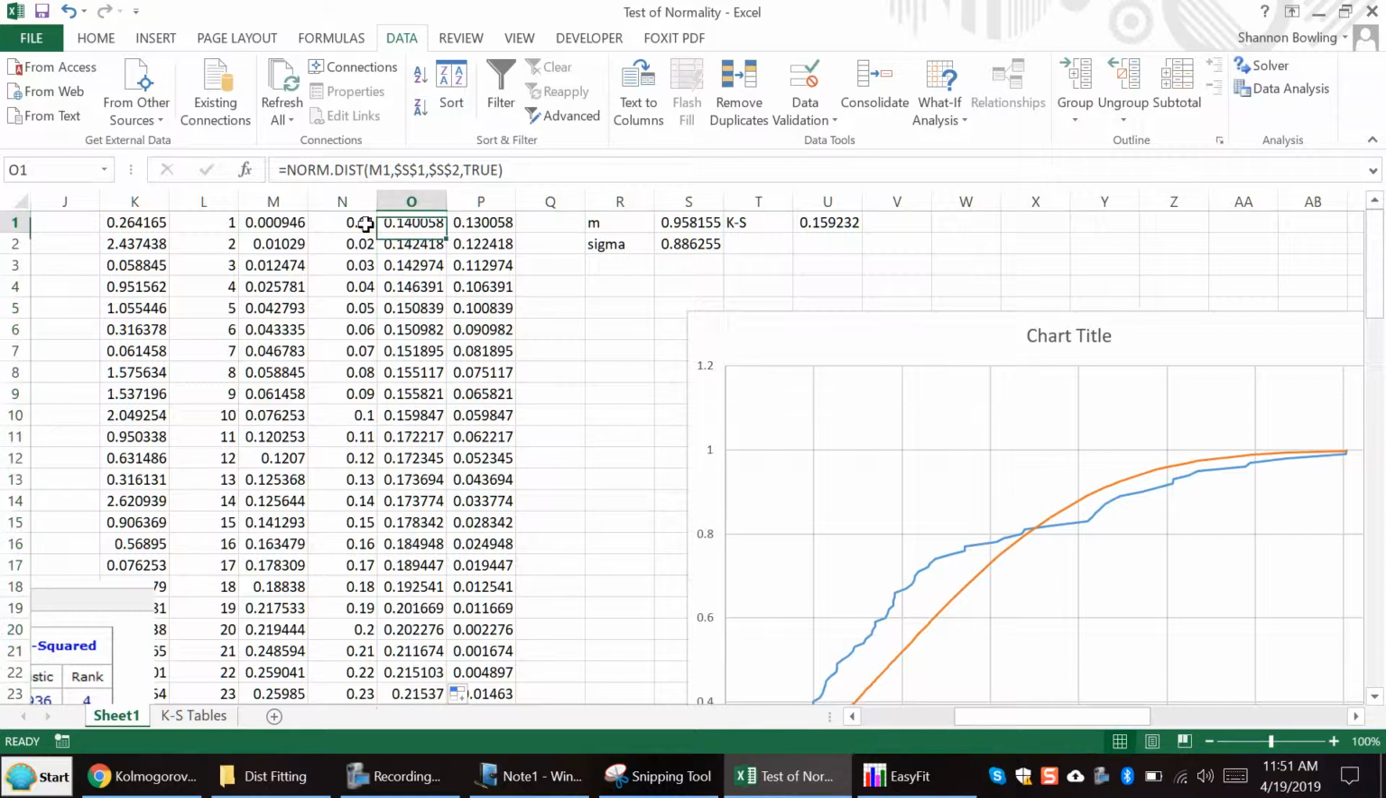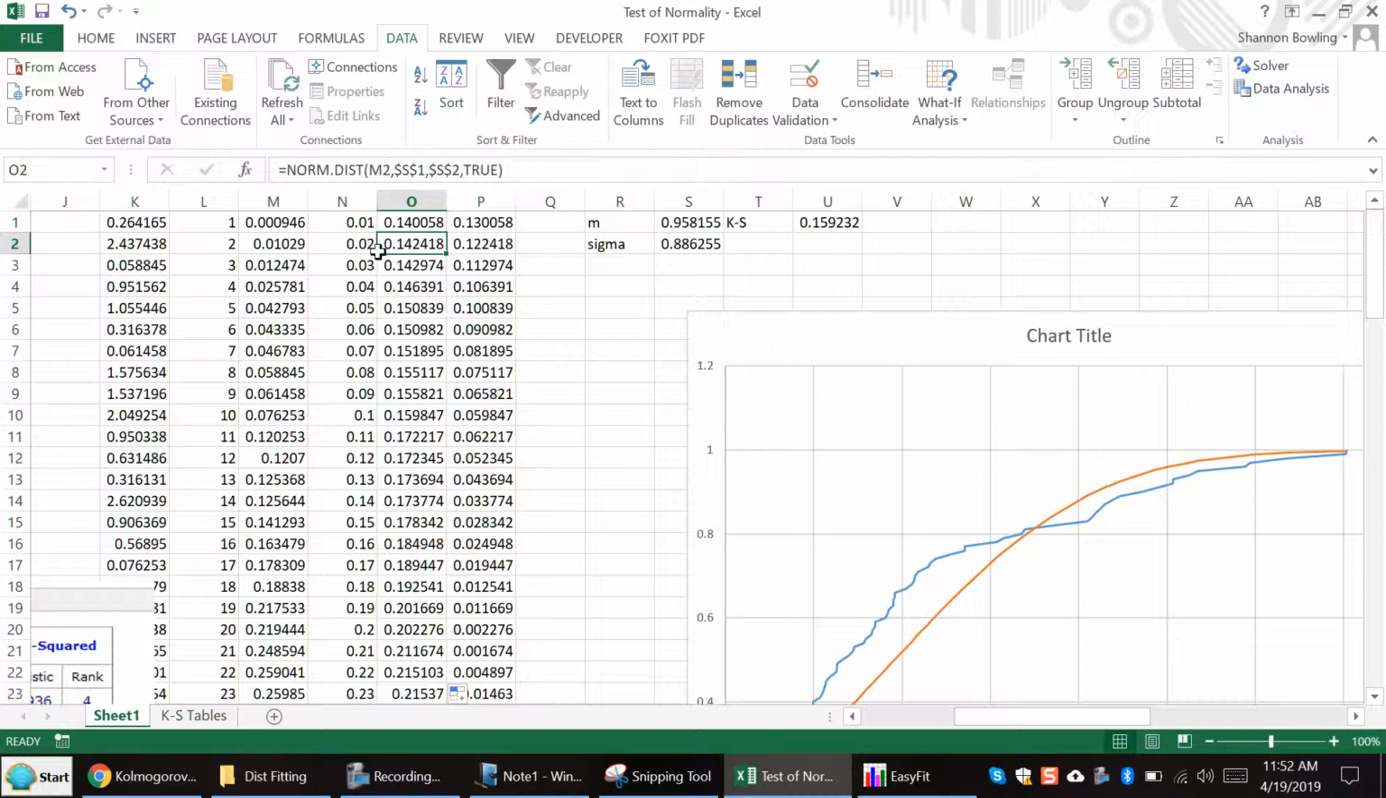Okay. I kind of had it complicated, but I take the normal distribution of what's in my ranked values, with a mean of the actual mean of the data and the standard deviation of the data. So if I click here and here, this is just the average of my data, and this is just the standard deviation of my data. I just calculated it from my raw data. That's all this is, okay? And then here, I just hit true, which means I want the cumulative, okay?